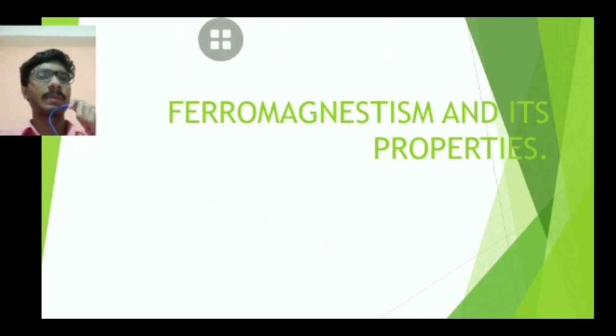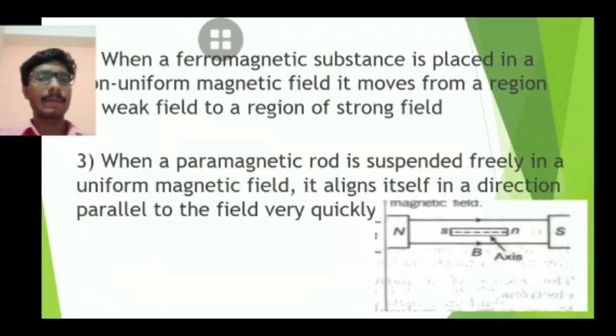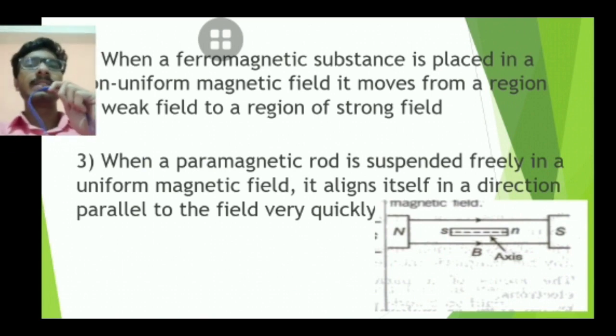So the second property of ferromagnetism is that when a ferromagnetic substance is placed in a non-uniform magnetic field, it moves from a region of weak field to a region of strong field. So this basically means when a ferromagnet is placed in a magnetic field, it gets strongly magnetized and moves from a region of weak field to a region of strong field.